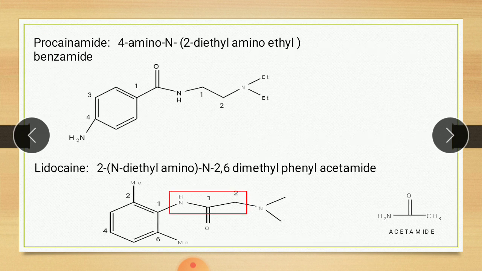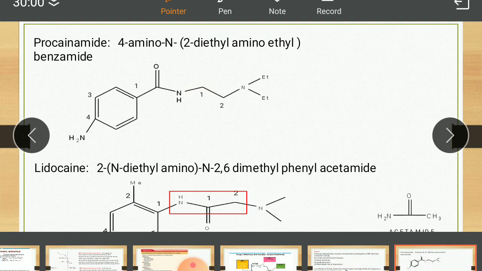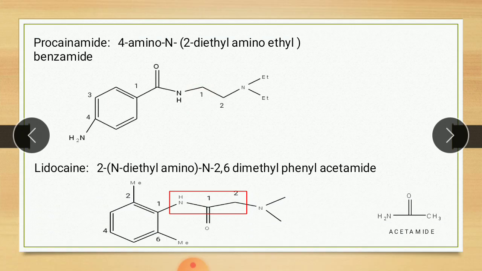The second drug is procainamide. So this is the structure of procainamide. IUPAC name: 4-amino, this 4-amino, N, this N, and on the second position this group is attached, that is diethylaminoethyl. So it is a diethylamino and this 2 is ethyl. The basic structure is benzamide, benzene with amide. It is a benzamide. So 4-amino and N-(2-diethylaminoethyl)benzamide.